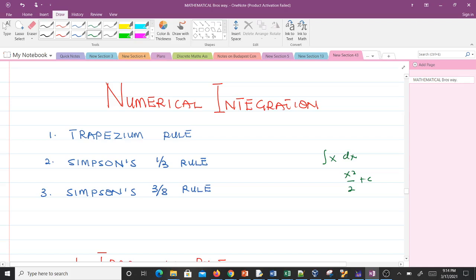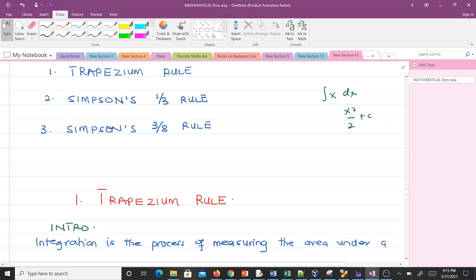But there are some functions that are very, very difficult and tedious to integrate. Most of the time, we can't use the analytic ways to integrate some functions. So that is when we employ numerical methods to do that. We have three rules for doing that: the Trapezium rule, the Simpson's 1/3 rule, and the Simpson's 3/8 rule. In this first video, we'll go through the Trapezium rule.